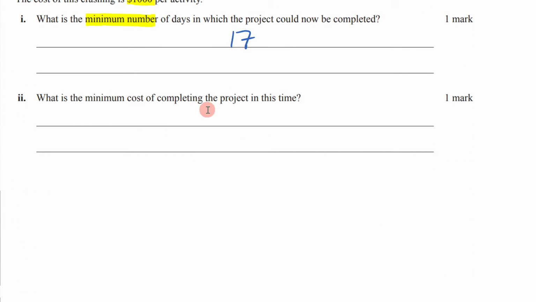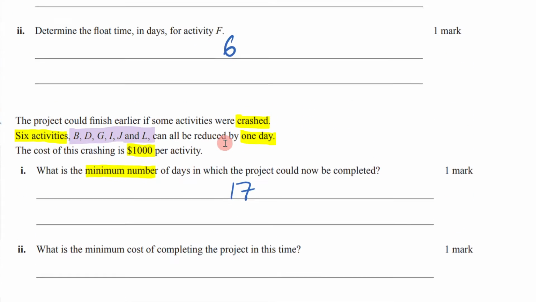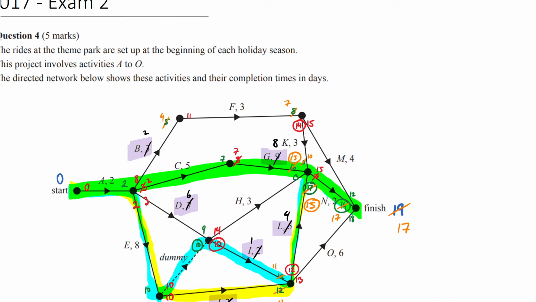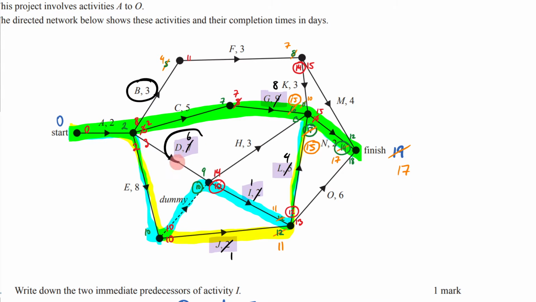What is the minimum cost of completing this project in this time? So what's the cost of completing this project? Well, remember, we don't have to reduce everything, do we? Reducing this one achieves nothing because it still ended up 10. You're still going to end up waiting 15. So don't reduce that one. Just leave it as 3. That just stays as 3.